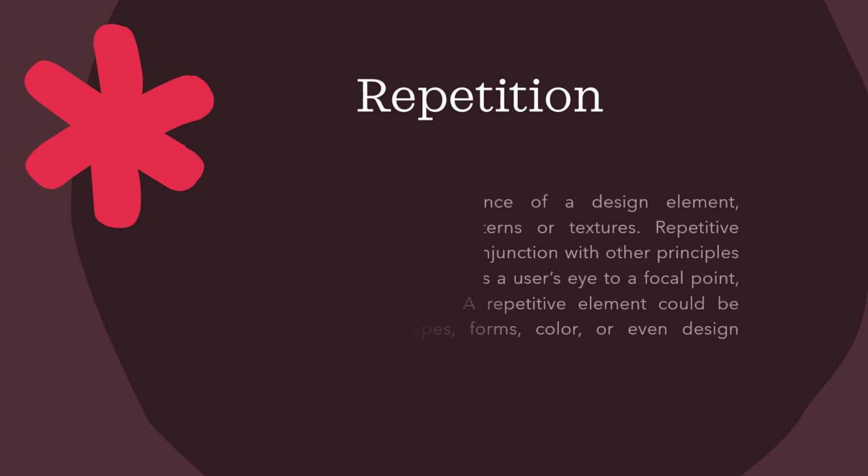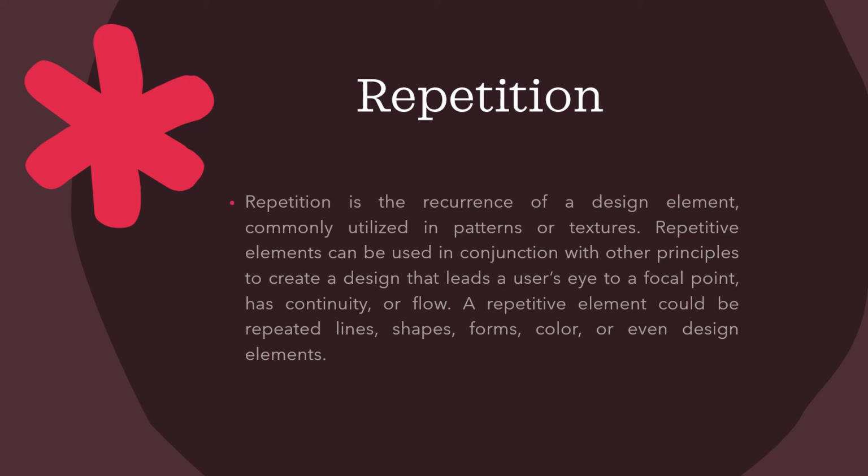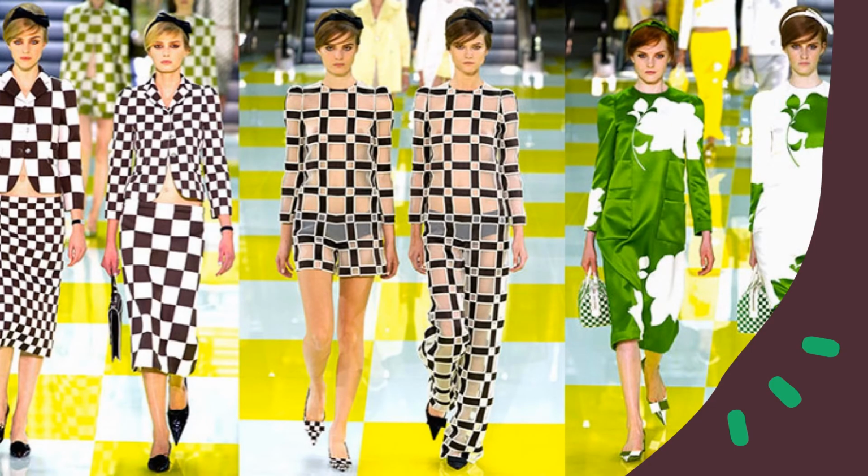Repetition. Repetition is the recurrence of a design element commonly utilized in patterns or textures. Repetitive elements can be used in conjunction with other principles to create a design that leads user's eye to a focal point, has continuity or flow. A repetitive element could be repeated lines, shapes, forms, color, or even design elements. Examples of repetitive or repetition.